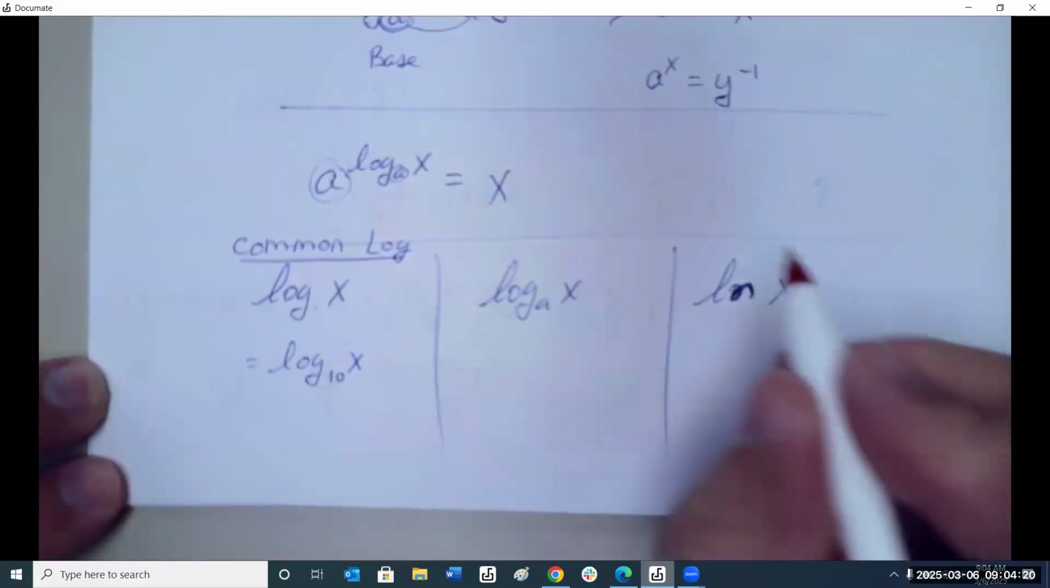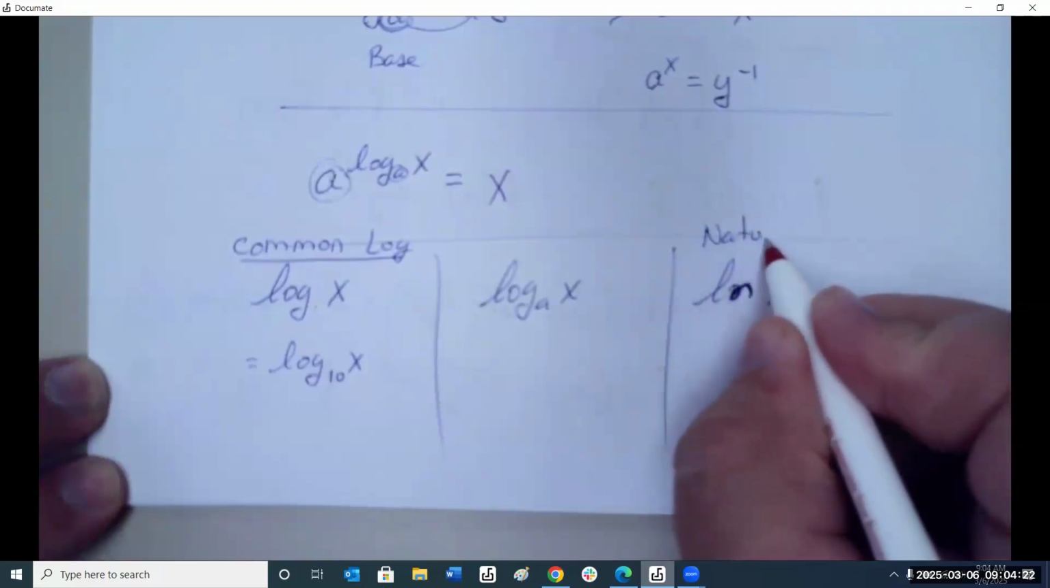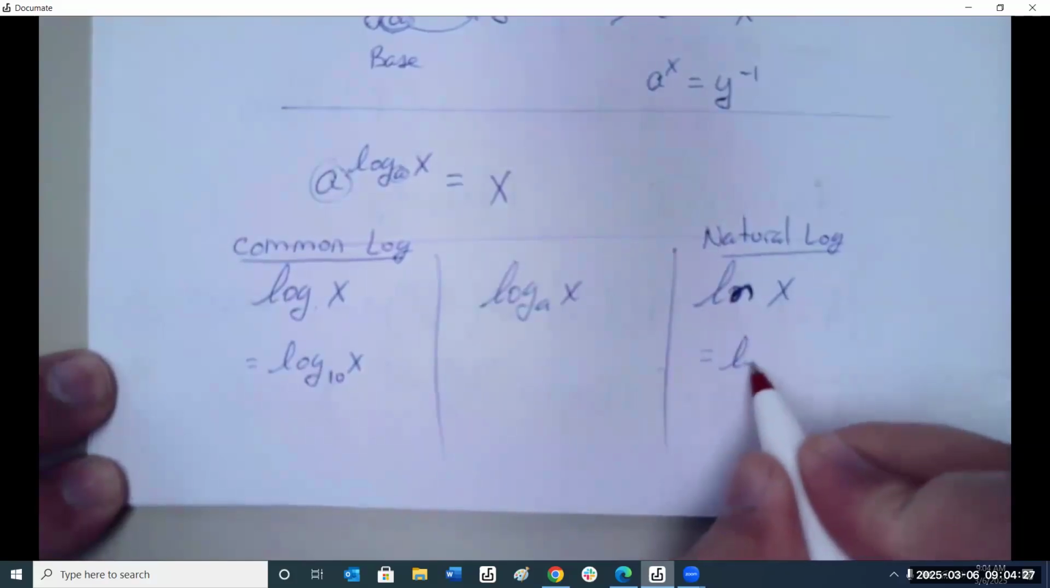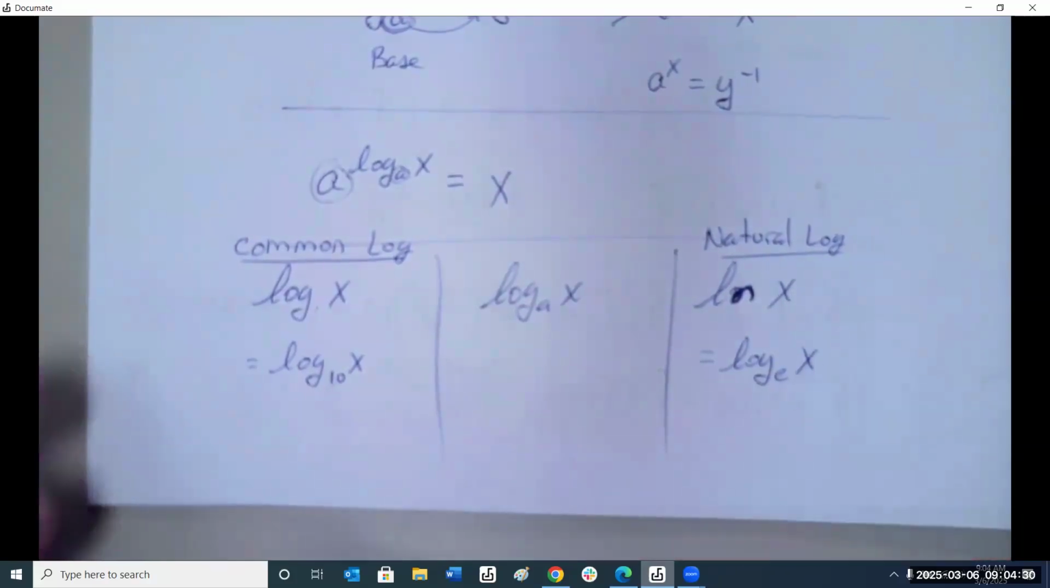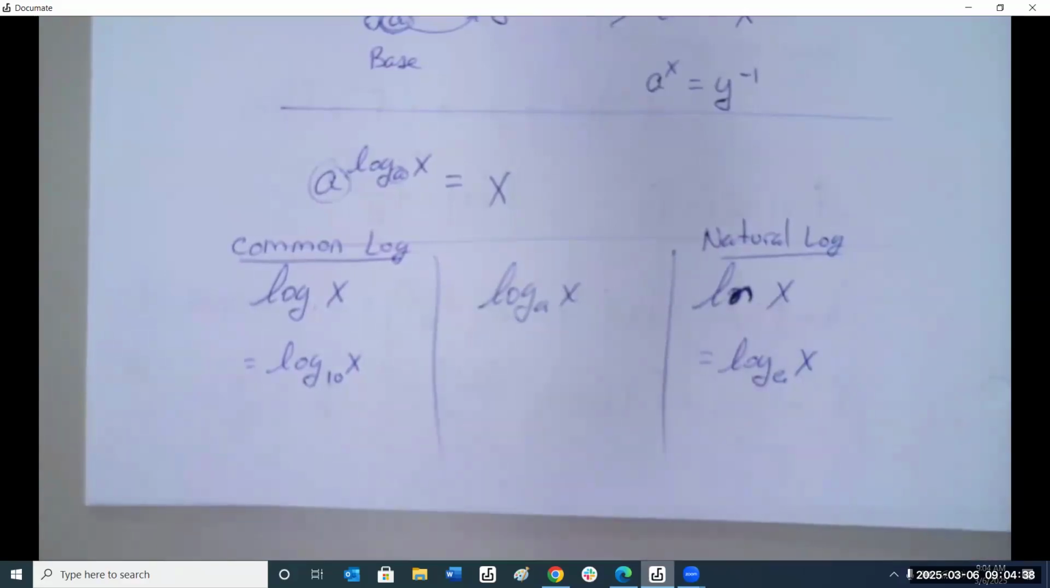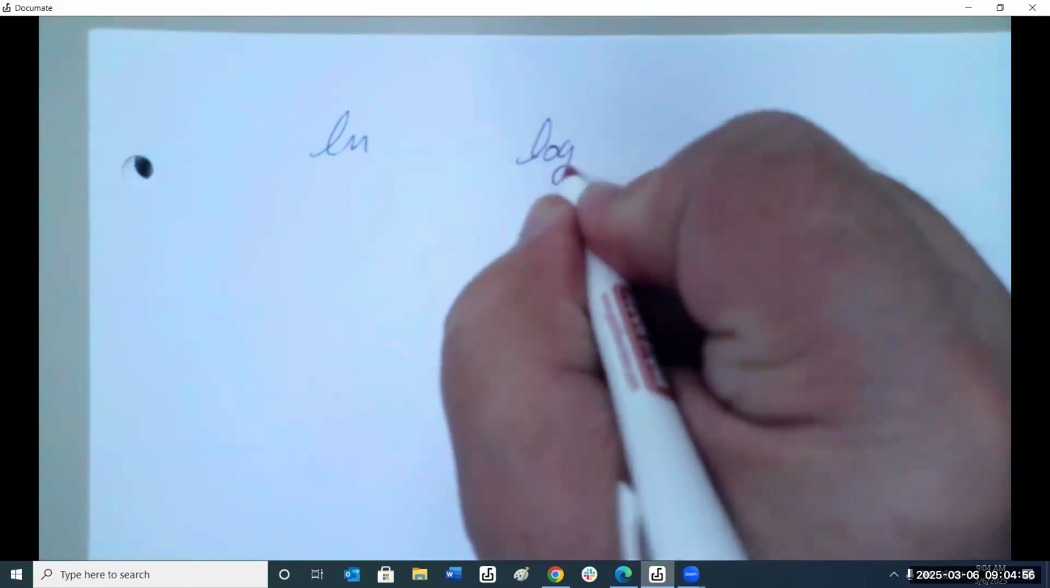If it's an ln, we call this a natural log, which is the log base e of x. So e and ln are inverses of each other. And everything else has to be written that way. In your calculators, you're only going to see two keys. In your calculators, you're only going to see the ln key and the log key.